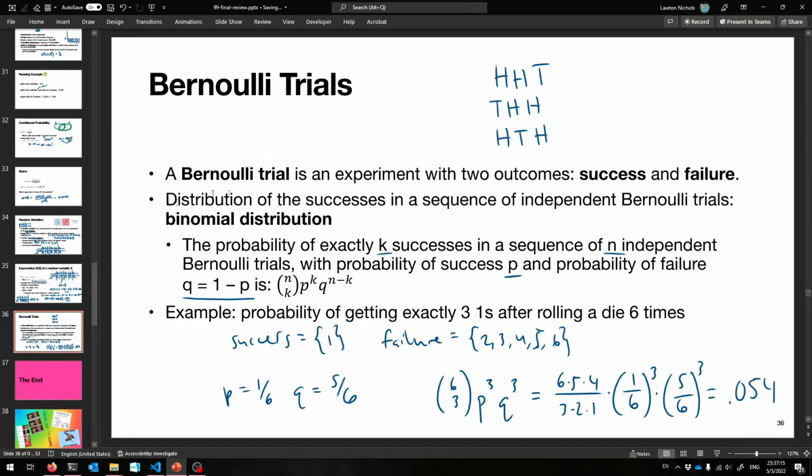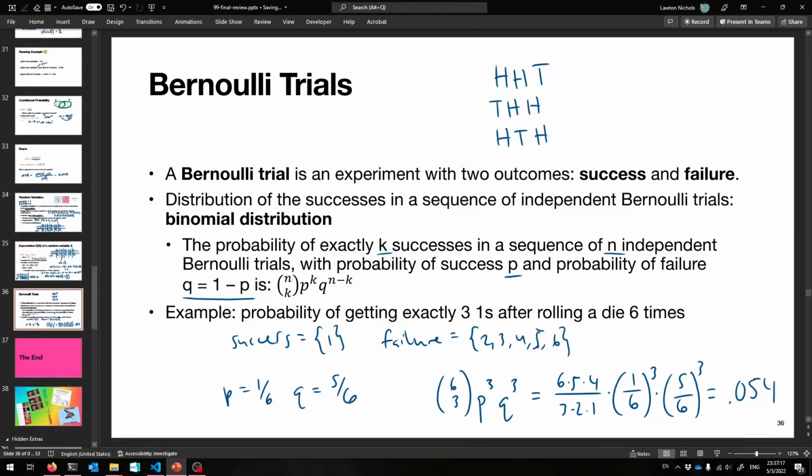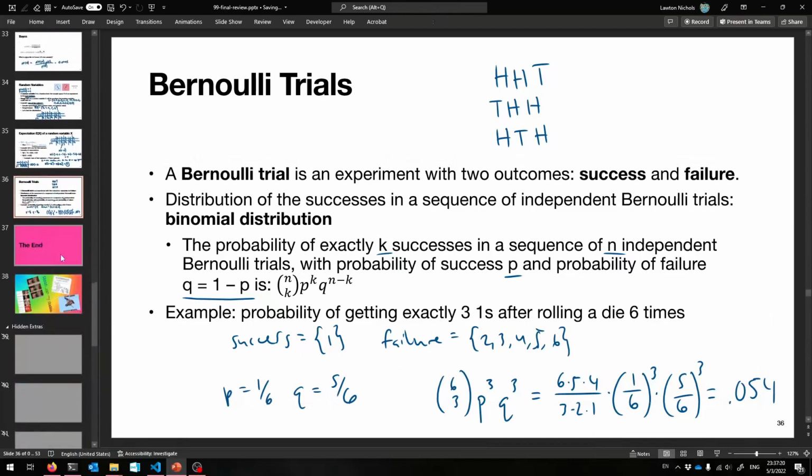So that is Bernoulli trials in a nutshell, and hopefully the intuition is all coming back to you. That's really what I care about you remembering and taking away from this class, the intuition. I don't care if you memorize the formulas, but I want you to understand why those formulas make sense and how to come up with them again.